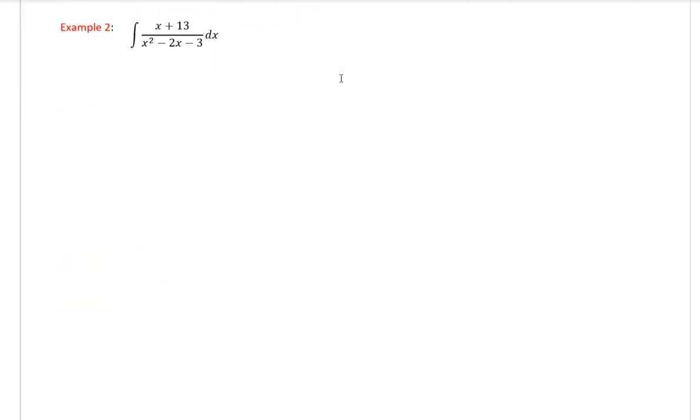All right, so example 2, we again look at my integral. I have x plus 13 over x squared minus 2x minus 3. I notice the degree on top is 1, the degree on the bottom is 2. So that means that the numerator is smaller, so I don't need to do long division here. What I do need to do, though, is split up this integral. So I need to split up the denominator.